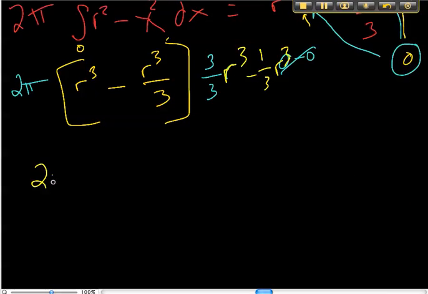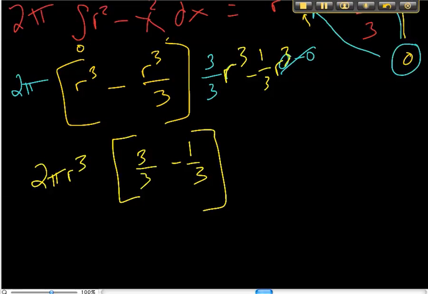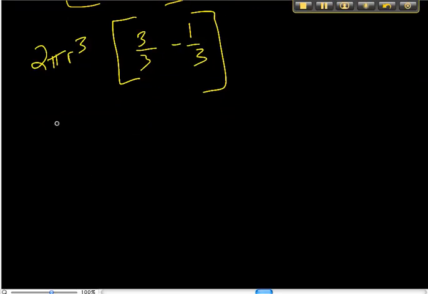So now I have 2 pi, and what I'm going to do is pull out that r cubed, 2 pi r cubed, and then I'm going to keep what I had on the inside, 3/3 minus 1/3. Hopefully, if you remember the volume of a sphere formula, you might see how this is starting to turn into it. So that obviously 3/3 minus 1/3 becomes 2/3, and I had 2 pi r cubed.